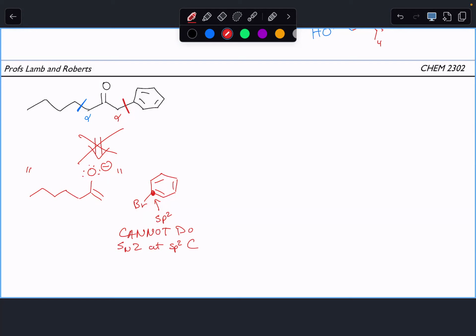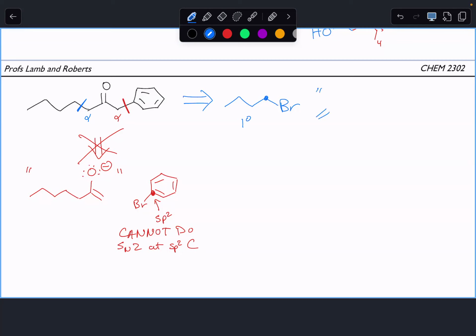So we have to do it on the other side. What does that give us? We cut it on the other side. 1, 2, 3. We can look at this. That is a primary alkyl halide. That's good. It also would not be good if it was tertiary, but primary and secondary can both be fine.